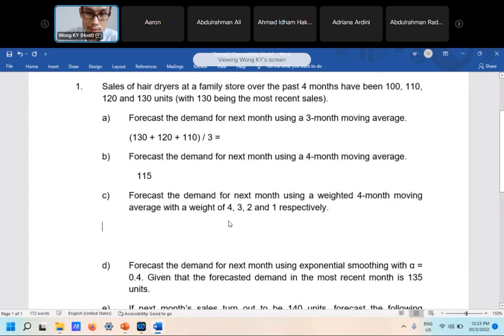Remember, the higher weightage is normally assigned to the most recent data, because it is more relevant. And lower weightage is assigned to older data because it is less relevant. So even though the question didn't say which weight has to be assigned to which month, you should know. So the weight of 4 should be assigned to the most recent data, which is 130. And then the next weight, which is 3, should be assigned to the second most recent data, which is 120. And then the weightage of 2 should be assigned to 110. And 1 should be assigned to 100.